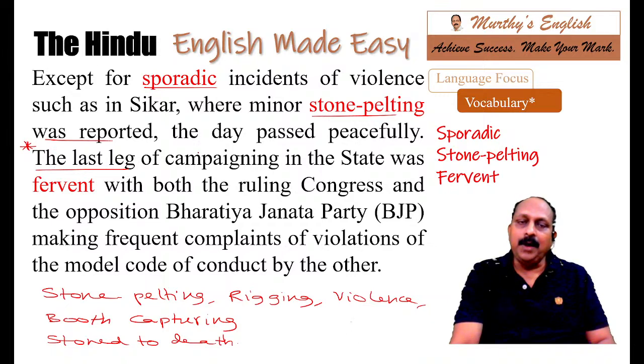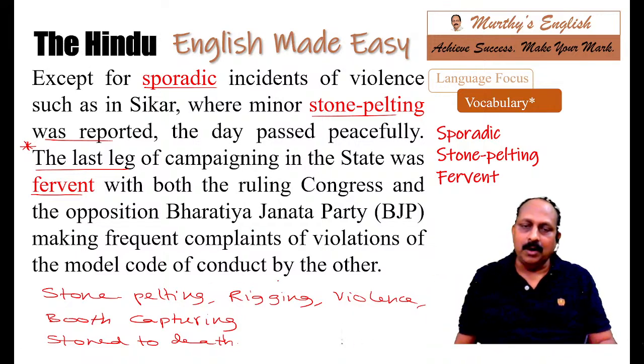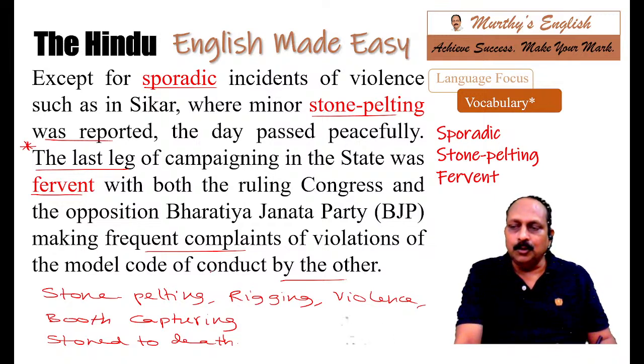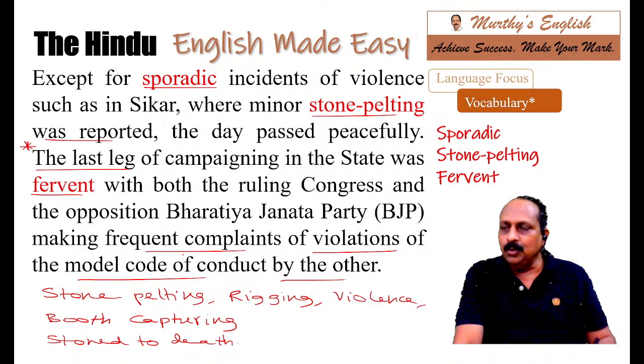The last leg of campaigning in the state was fervent, means passionate, a lot of enthusiasm, with both the ruling Congress and the opposition BJP making frequent complaints of violations of the model code of conduct by the other. Usually in elections, what happens? Besides all these problems, the two major parties blame each other. They talk about violation of model code of conduct. This is a regular thing. Every time they do the same thing.